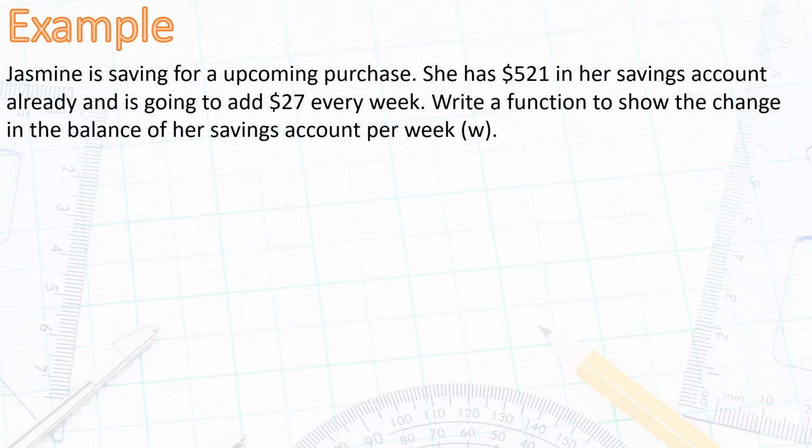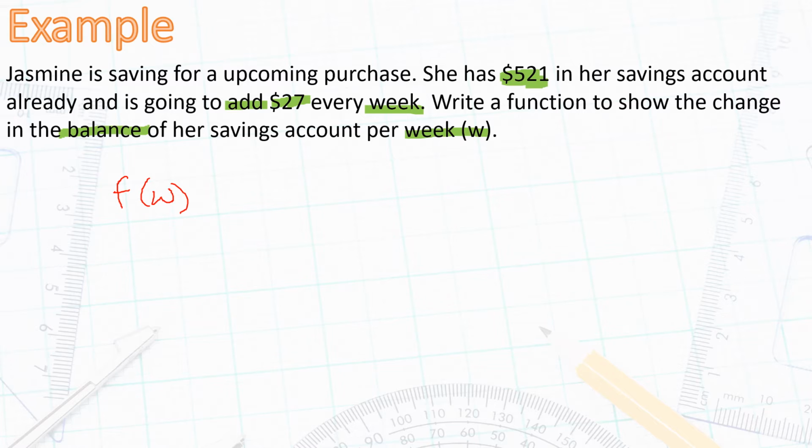All right, so as we look at our first example with Jasmine, saving for an upcoming purchase. So we've got $521 in her savings account already, so that's our starting amount, and it's going to add $27 every week. Write a function showing the change in balance of our savings account per week, and we're using W to represent our function. So we've got W, so we're going to do f of W.